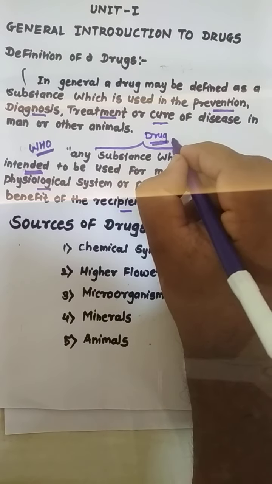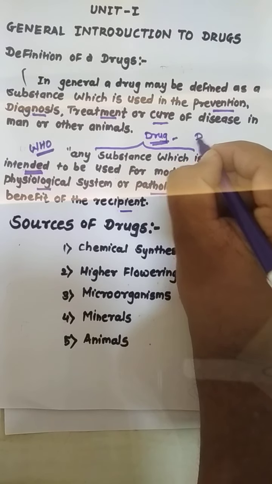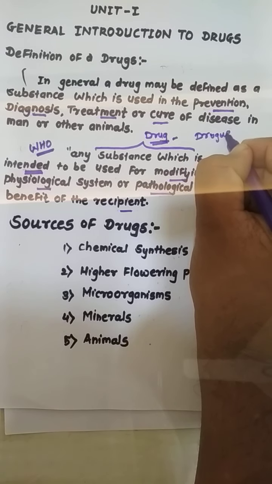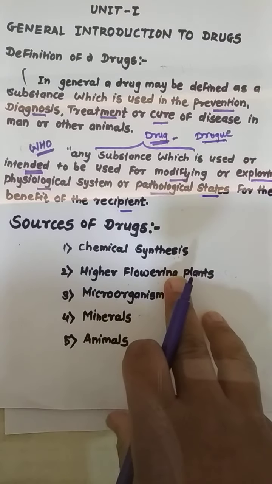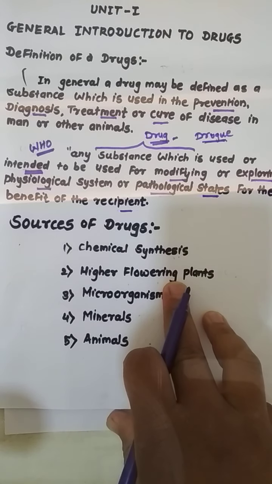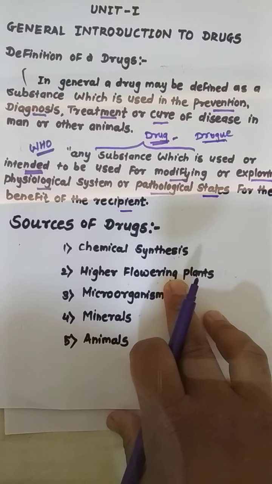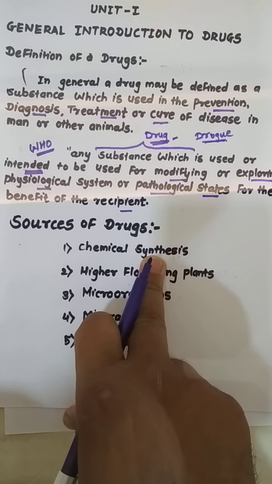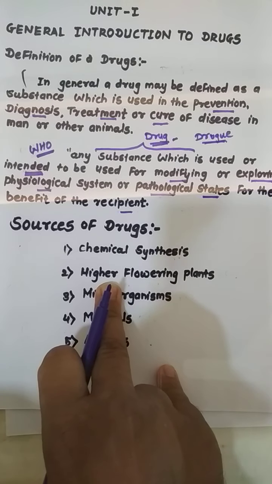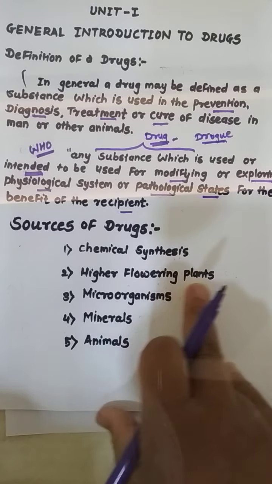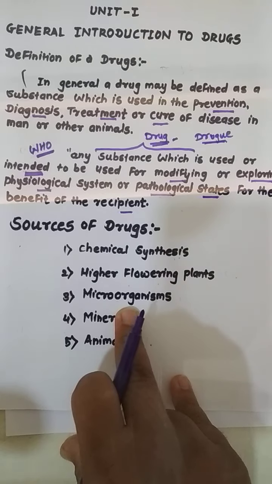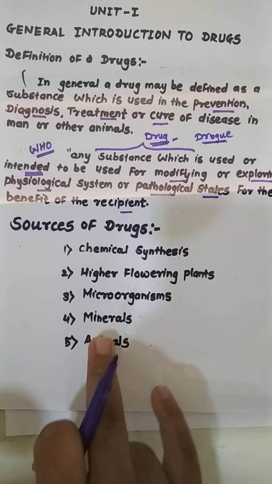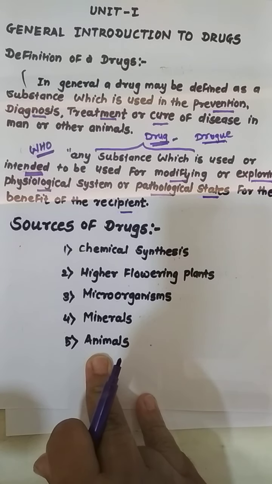The word drug came from the French word drogue, which means dry herb. Next, sources of drugs. Drugs presently come from the following sources: chemical synthesis, higher flowering plants, microorganisms, minerals, and animals.